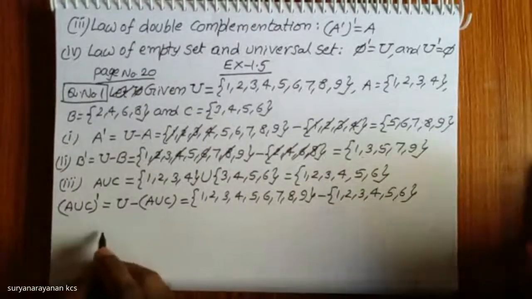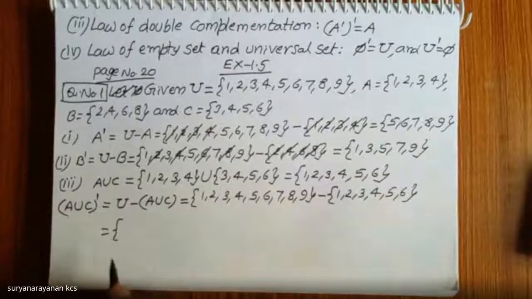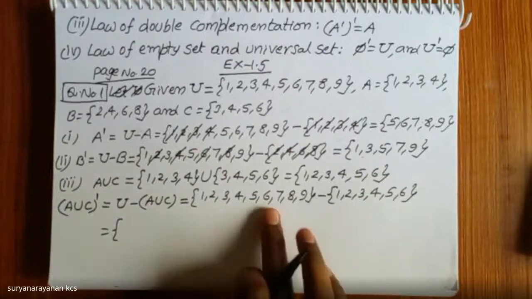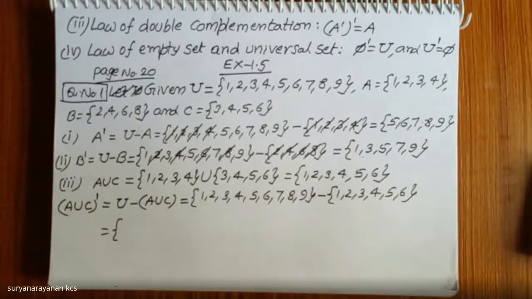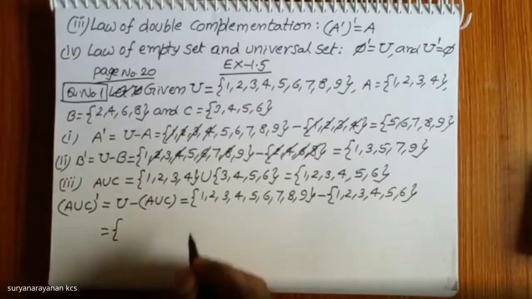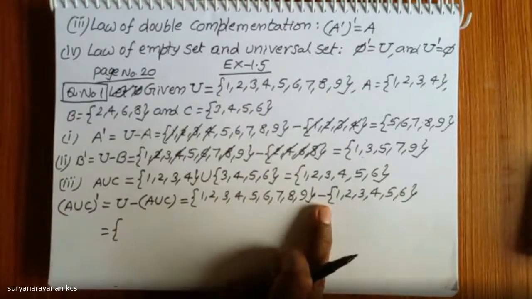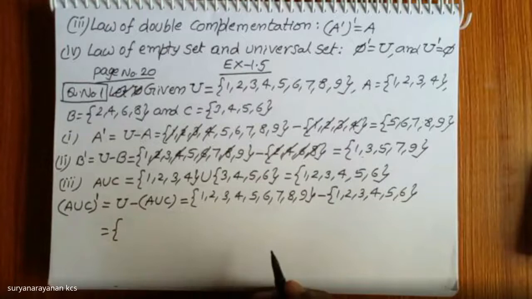Now tell me the answer for this. Tell me the next step. Who will tell the next step? Here we are finding the difference of these two sets. Yes, my dear Mahima. Yes, 7, 8, 9. Very good. Here the difference of two sets means we have to strike out the common elements.